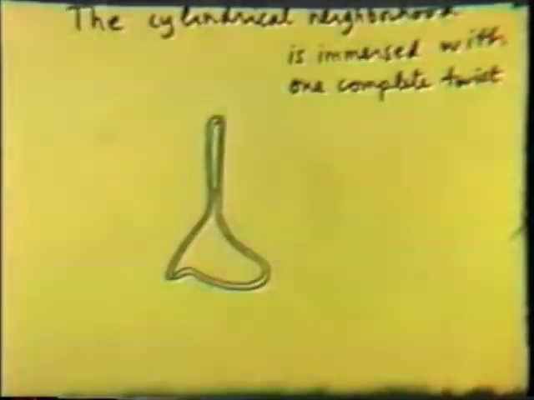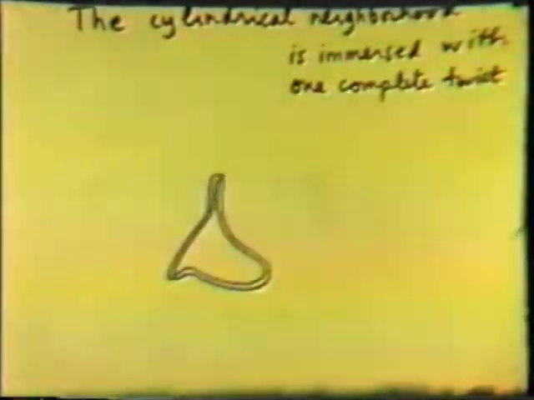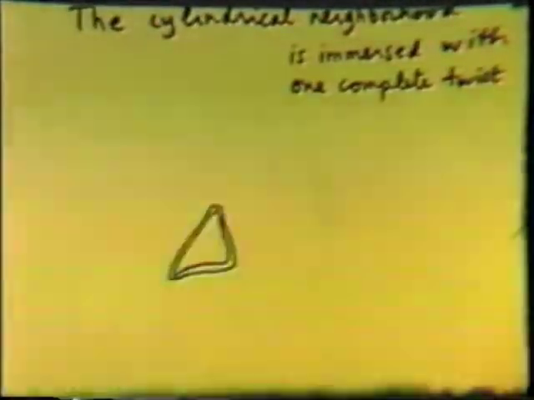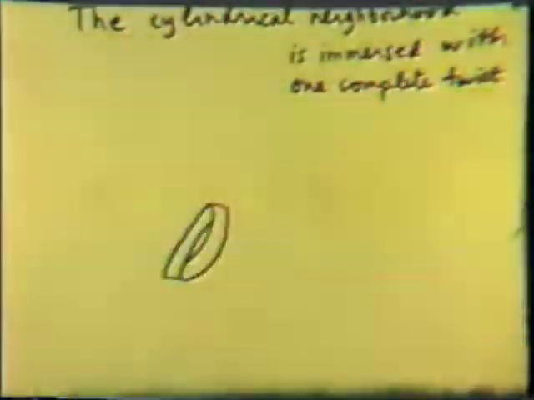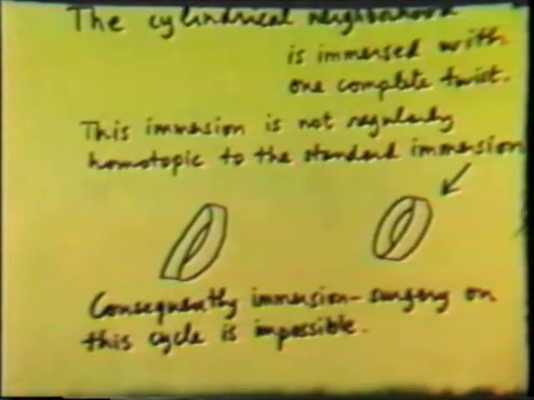Here we are shortening the neighborhood, contracting it, and now we're going to expand it so as to compare it with the standard cylinder. They're not regularly homotopic. Consequently, immersion surgery on this cycle is impossible.